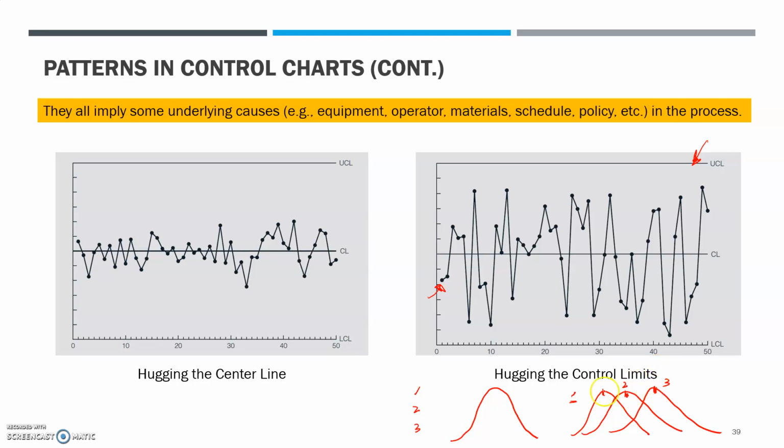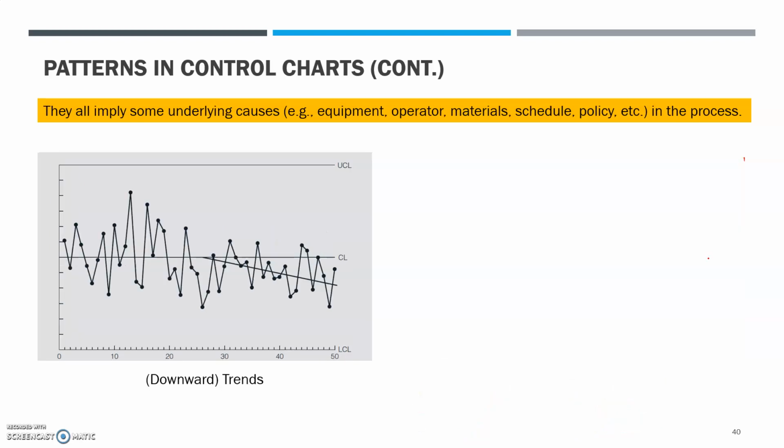So compared to 2, 1 is small in terms of average, and compared with number 2, 3 is larger in average. So it ends up that sometimes you're plotting the charts using the data from machine number 3, sometimes using number 1, number 2, and all machines will have different characteristics in terms of their output. So that could be one of the underlying reasons for this type of data points hugging the control limit rather than hovering around the average.